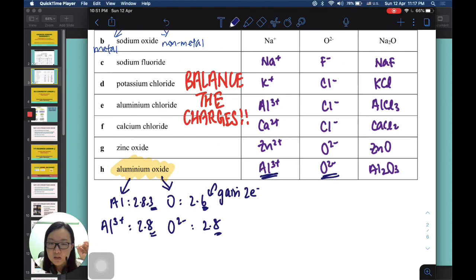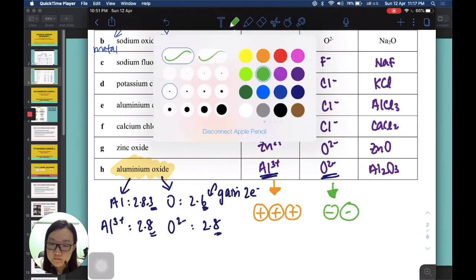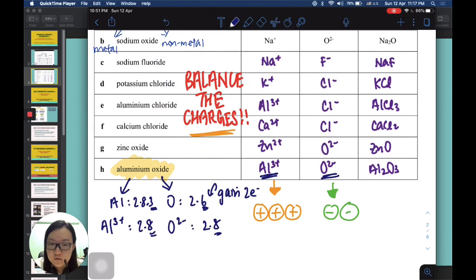So far so good. Now is the important part. You need to know and learn how to balance the charges. So what do I mean by that? For instance, the cation Al3+, you can think of it this way. 1 unit of your cation gives you 1, 2, 3 positive charges, and your oxide anion gives you 2 negative charges. So ask yourself, currently the charges are not balanced yet.